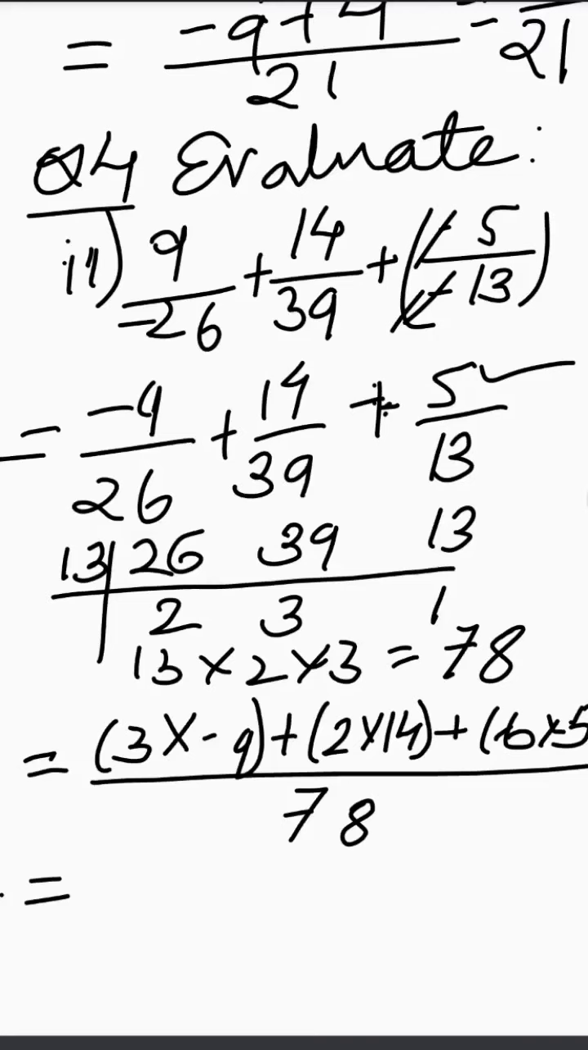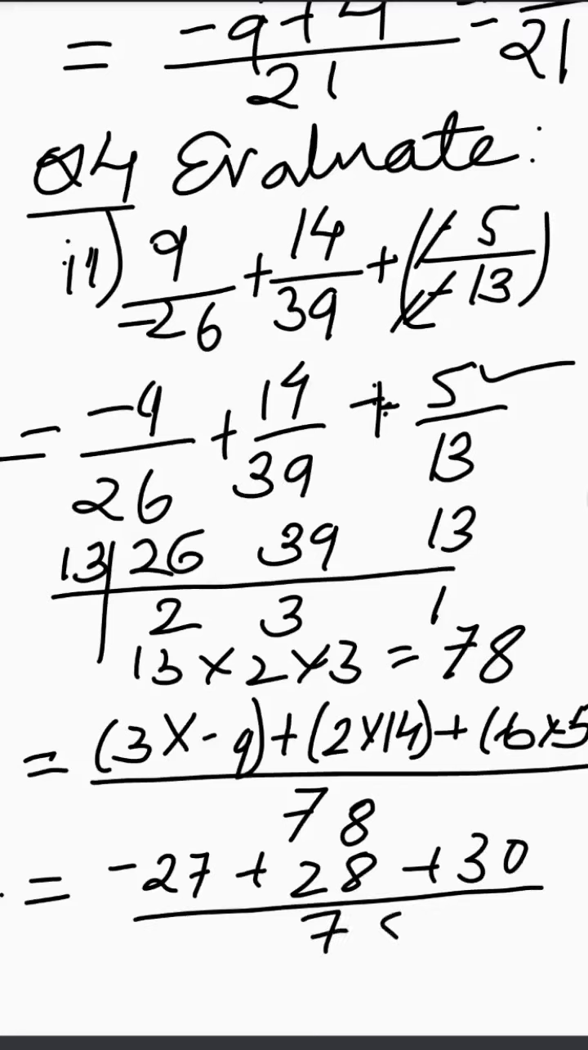Equal to, simplify this bracket first. Remember, according to BODMAS, first you have to simplify multiplication bracket. In that multiplication is there, so it is minus 27, then plus 14 2s are 28, plus 6 5s are 30 upon 78. Okay, now just simplify, children. Minus 27 plus 28 is what? Plus 1. Plus 1 plus 30 is what? 31. 31 by 78 is the answer.